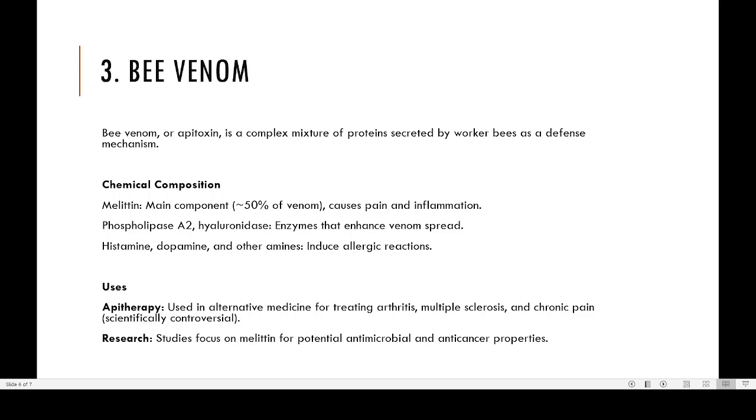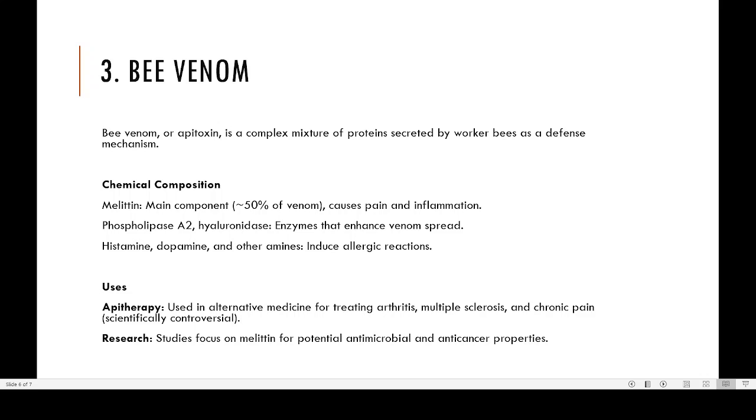Then, coming to the chemical composition of bee venom, it contains melittin. Melittin is the main component of bee venom. Nearly 50% of the bee venom is melittin, and it is this melittin that causes the pain as well as inflammation. The pain and inflammation you have when a bee stings you is because of this component named melittin. So 50% of the bee venom will be melittin.